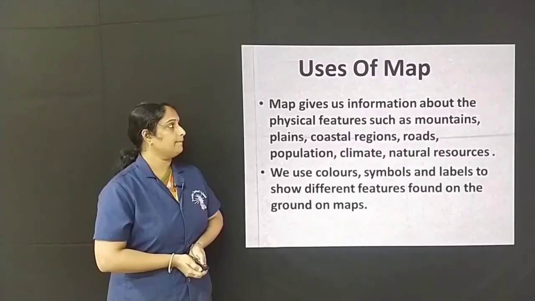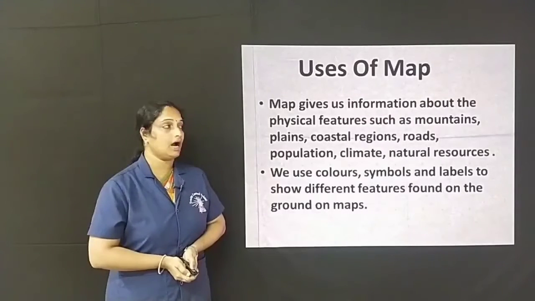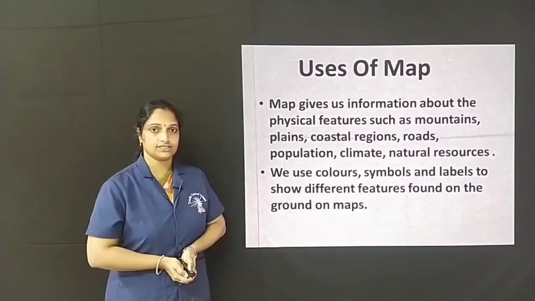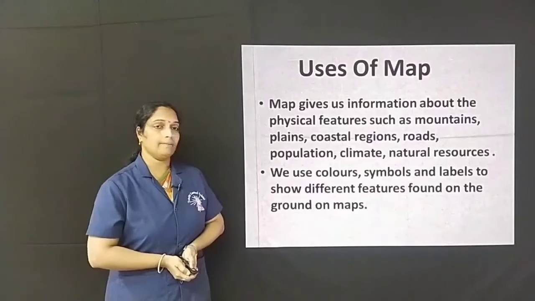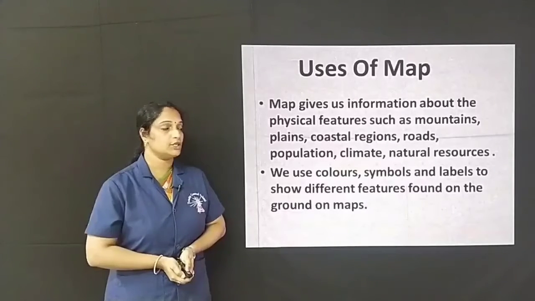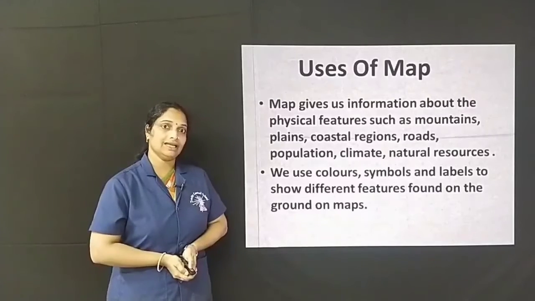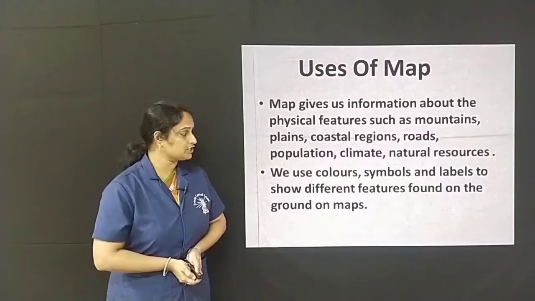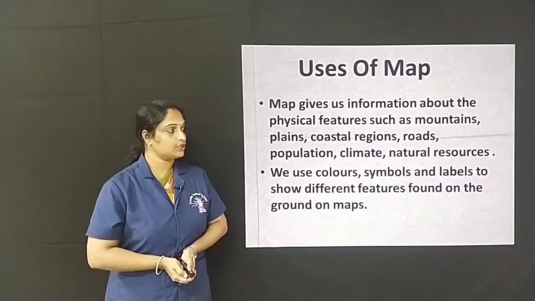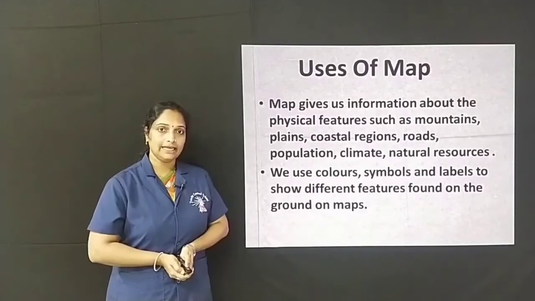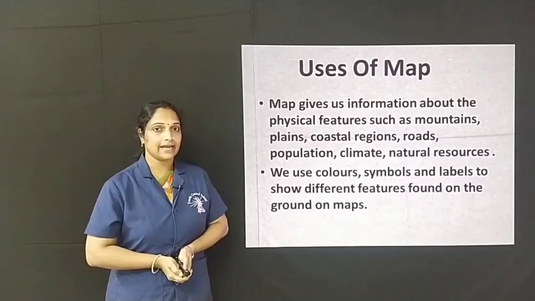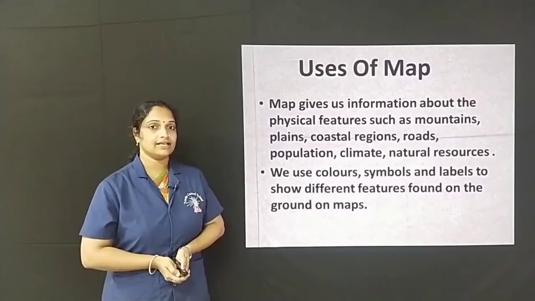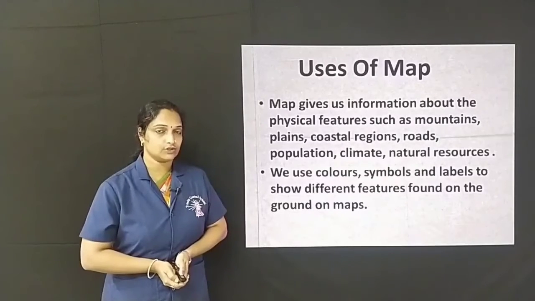The first one is, a map gives us information about the physical features such as mountains, plains, coastal regions, roads, population, climate and natural resources. Population refers to people. Natural resources mean oil, natural gas, sand and stone. So these are the examples for natural resources.